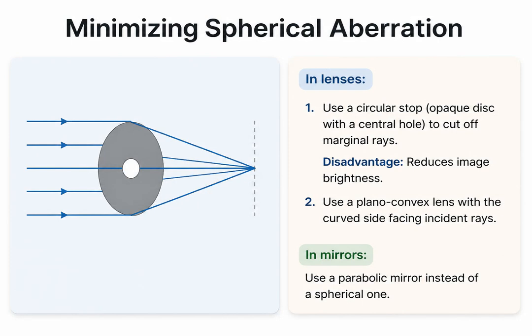For lenses, we can use a circular stop, an opaque disc with a hole in the middle. This blocks the problematic marginal rays, allowing only the central paraxial rays to form the image, though this does reduce the image's brightness. For mirrors, the solution is to use a parabolic shape rather than a spherical one, which naturally brings all parallel rays to a perfect single focus, which leads us to our next topic.